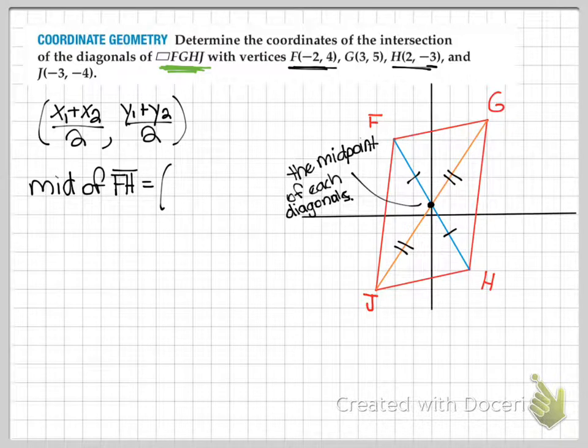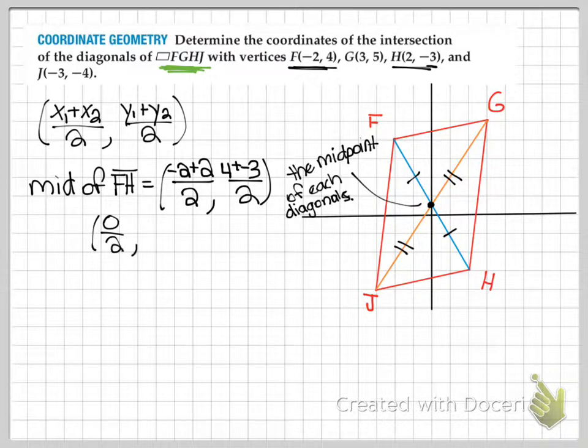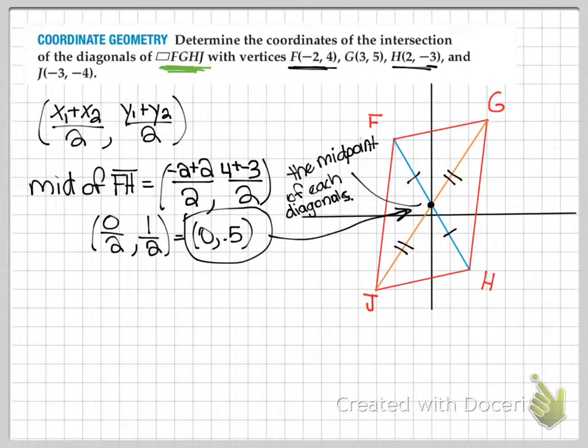So I have x1, which is negative 2, plus x2, which is 2, over 2, comma 4 plus negative 3 over 2. So if we solve that, negative 2 plus 2 is 0 over 2, comma 4 plus negative 3 is 1 over 2. So that's just going to be (0, 1/2), or (0, 0.5). So that would be the intersection of those two diagonals. And if you want, you could check the midpoint of GJ as well, and you should get the same point for that one too.